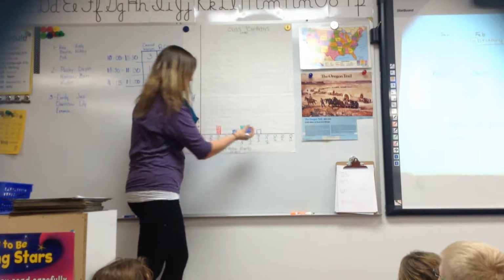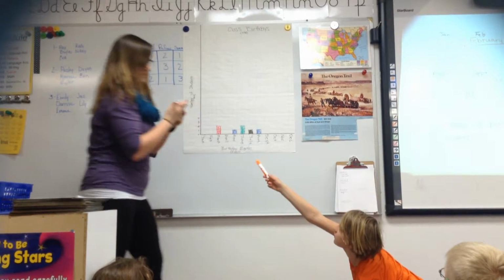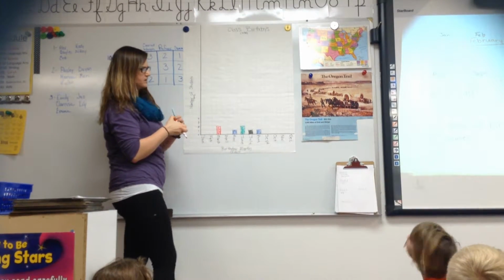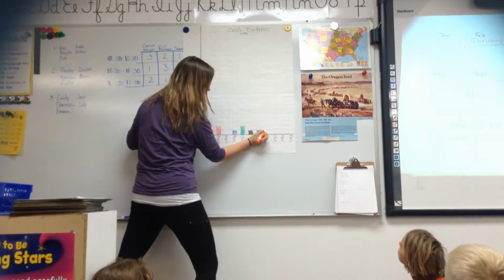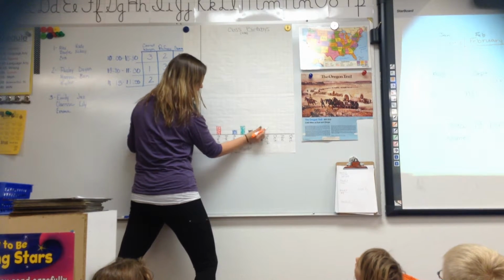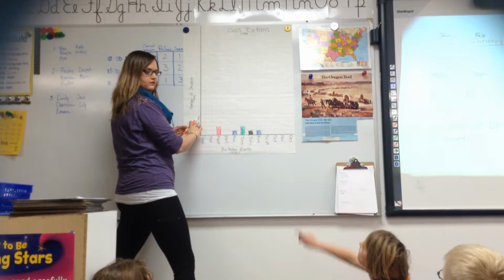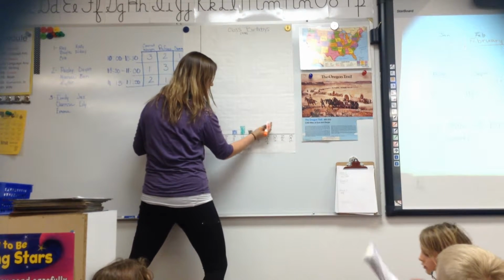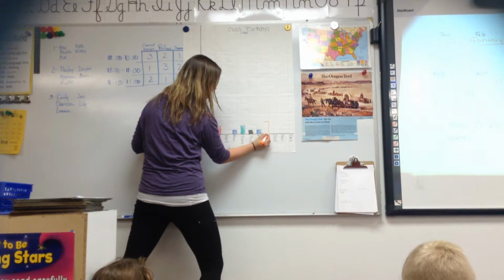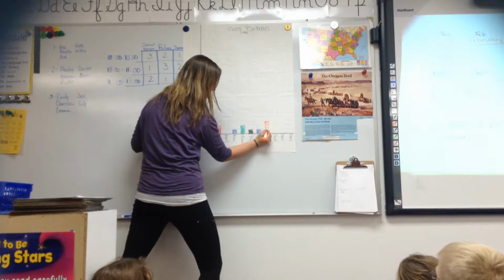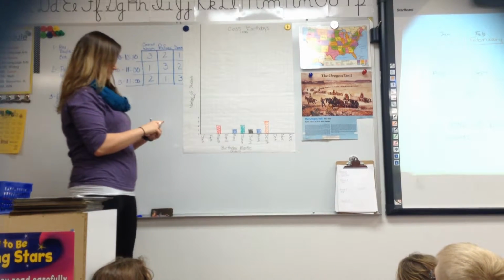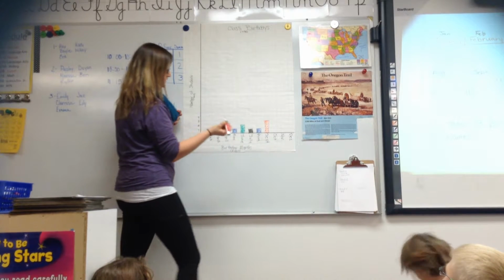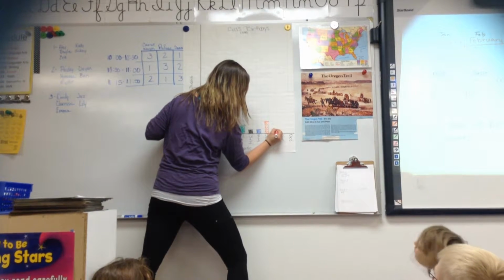What about September? Emma? Emma, where am I going to go for September? 3. Am I going to go to right here? No. Where's 3 at? Up there. Right here. Now I want you guys to follow it all the way across. Okay? So we're going to this line right here for September. October. 1. Okay? Alex, November.